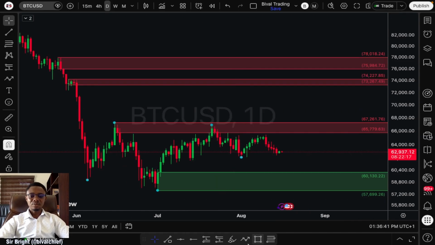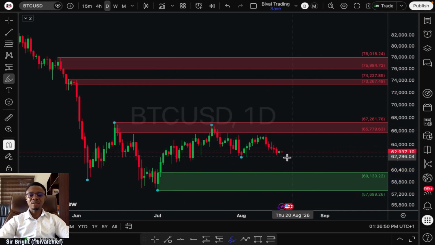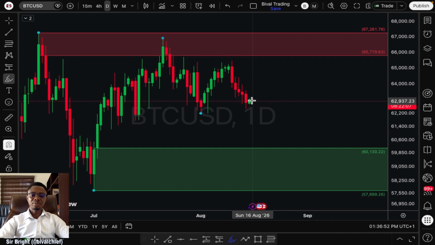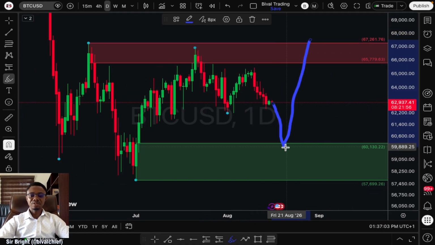And now what we're experiencing is just a kind of ranging price action. So in the coming week, what I'll be observing is if the price will drop down to this demand zone, then that will be an opportunity to look for a long. If price should drop down to this demand zone, that will give us an opportunity to long.